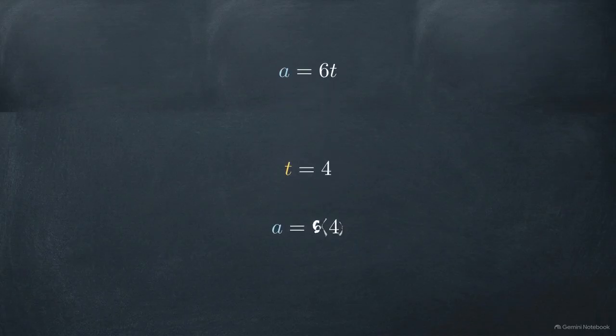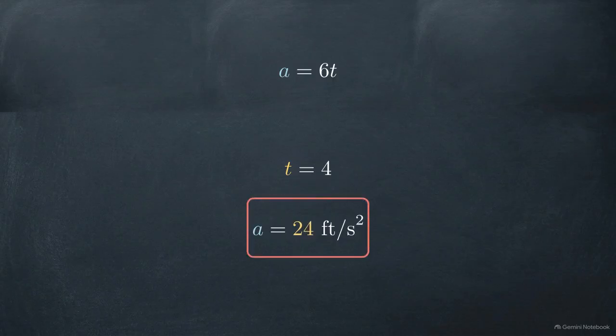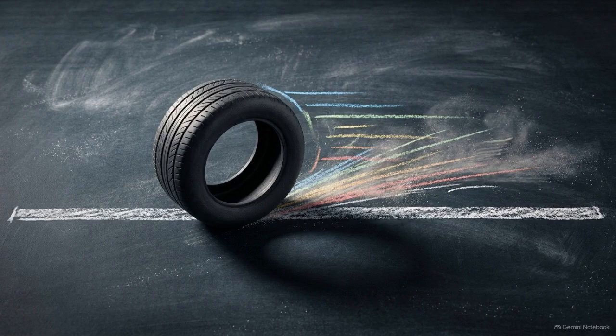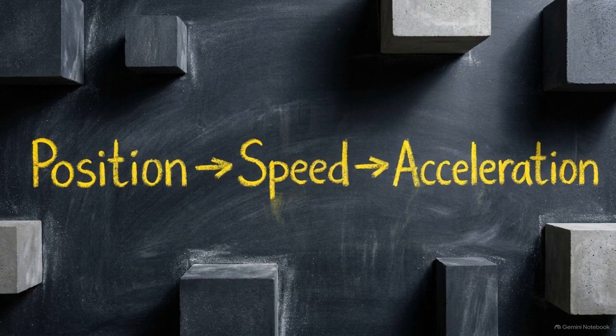At 4 seconds, we plug 4 into our time variable, resulting in 24 feet per second squared. This means that at that specific moment, the car's speed is increasing by 24 feet per second every second. Taking a derivative of a derivative allows us to map exactly how that velocity gains momentum.